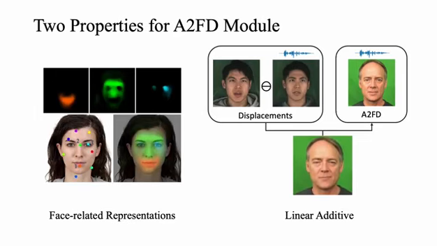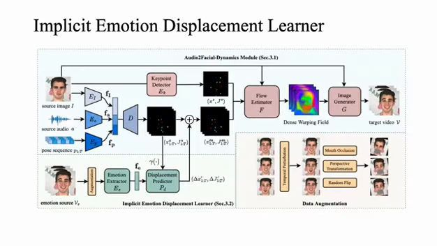However, the face-related displacements also contain undesirable mouth movements and structural deformation, making them not directly applicable to our current model. So, we design an implicit emotion displacement learner to learn only emotion-related displacements on the Audio 2 Facial Dynamics module's face-related representations.